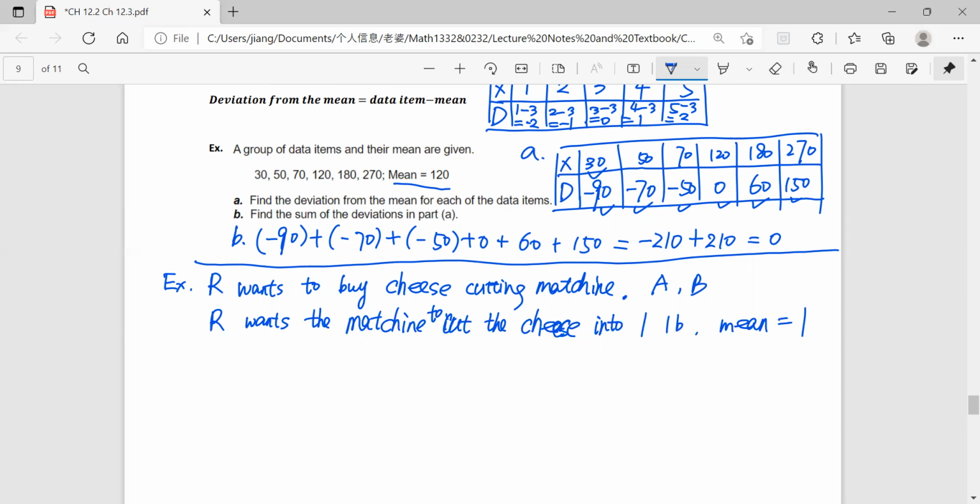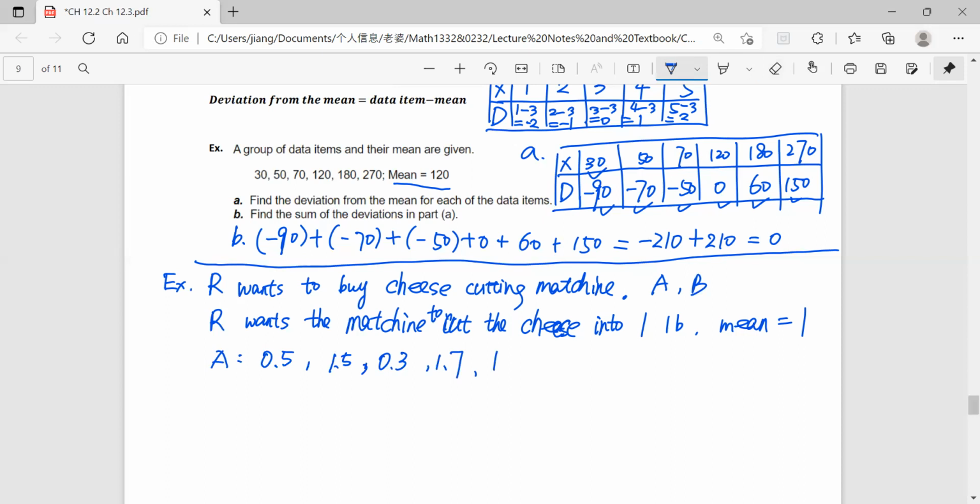So the restaurant doesn't know which one to buy. A gave the data: the first piece he cuts is 0.5, the second piece is 1.5, the third one is 0.3, the next one is 1.7, and the next one is 1.